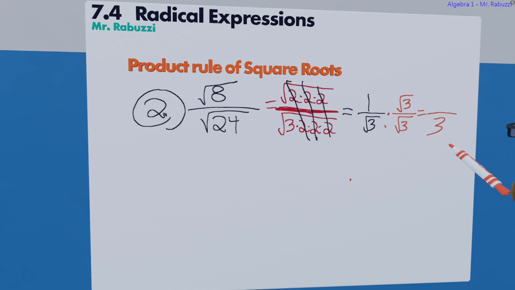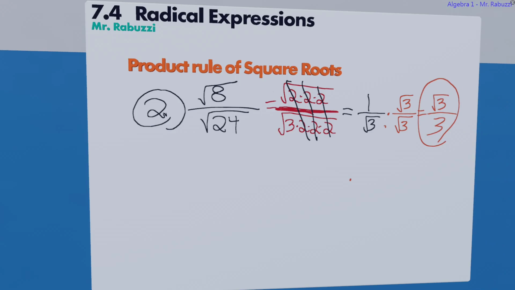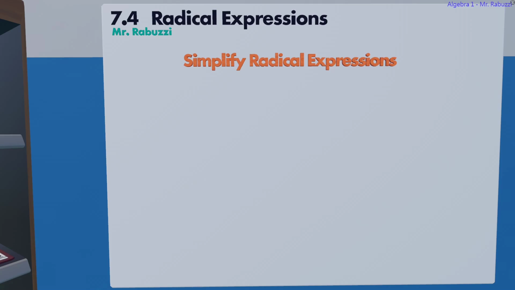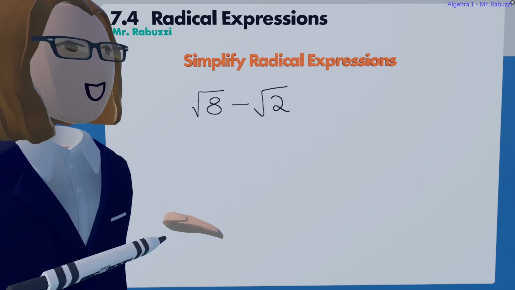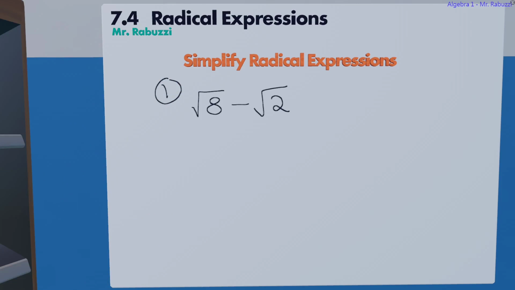Okay? And on top, 1 times anything is that anything. So it's just root 3 on top. And that's okay. We are okay if there's a square root on top of the fraction. We just don't like the square root on the bottom of the fraction. So moving on to the next board and the next set of practice problems, right? Now we're going to make it so it's not just multiplication, so things don't get as neat as before. Okay, so this is number 1 on the second page of practice problems. So if you want to follow along, that's a good idea.